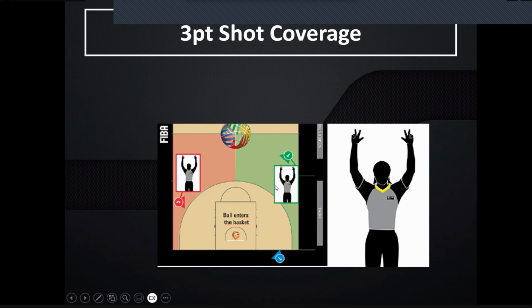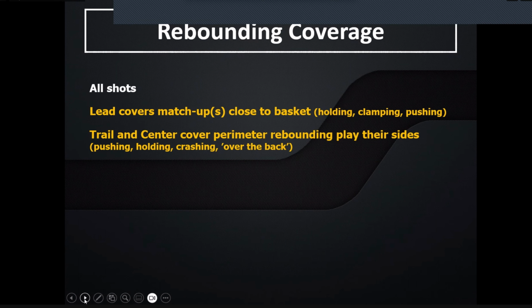Okay. Right. Ball goes in. We both acknowledge that the ball went in, both center and trail. Now, rebounding coverage, we've already talked about it. Lead, take a step back. If you're in close down, take a step back and get a nice wide angle. Identify your rebounding matchups. So lead covers the matchup closest to the basket, closest to them. You shouldn't be covering the matchup on the other side of the basket.